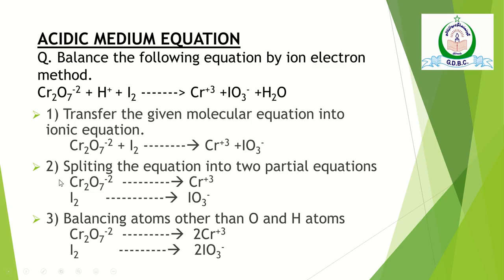Coming to step number 2, that is splitting the equation into two partial equations. Now we know that this chromium plus 3 is formed from this dichromate radical. So we made first equation dichromate radical into chromium ions, and this IO3 minus, that is iodate radical, comes from iodine. So we have made a second partial equation, that is iodine has been changed into iodate radical.